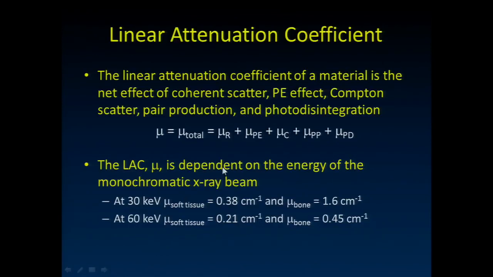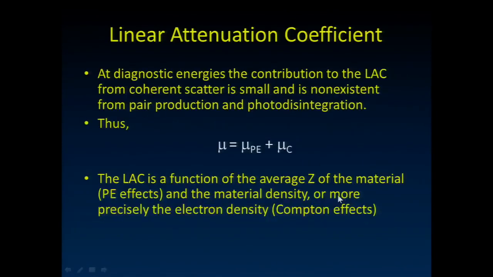And notice that, of course, it's dependent on the material. So here's the linear attenuation coefficient for soft tissue at 30, and here it is for bone. Bone is going to stop many more of the X-rays per unit thickness than soft tissue is. So just a rough idea what those numbers mean.